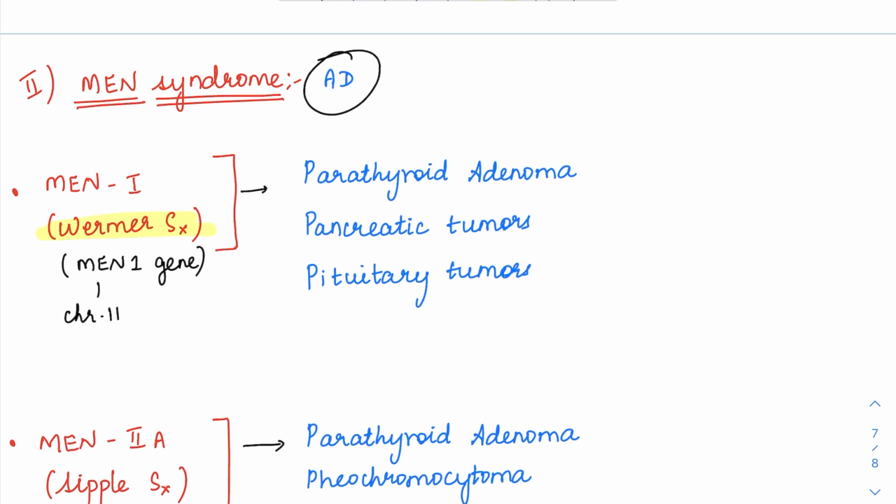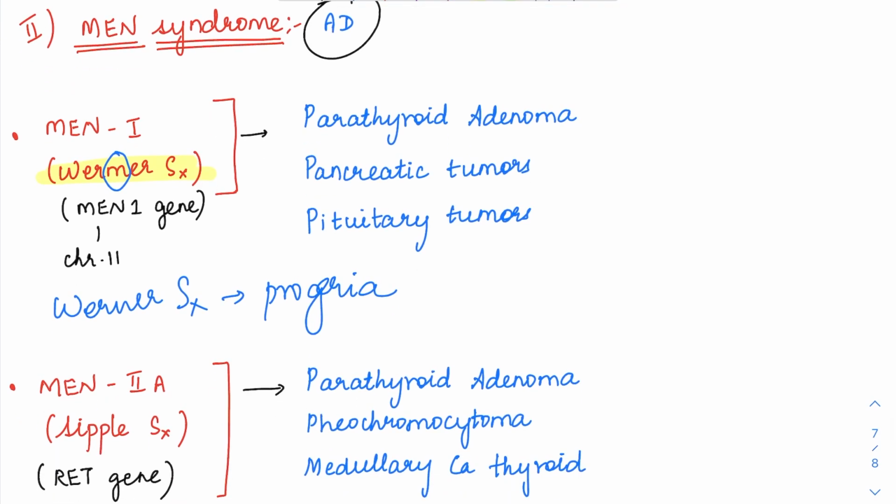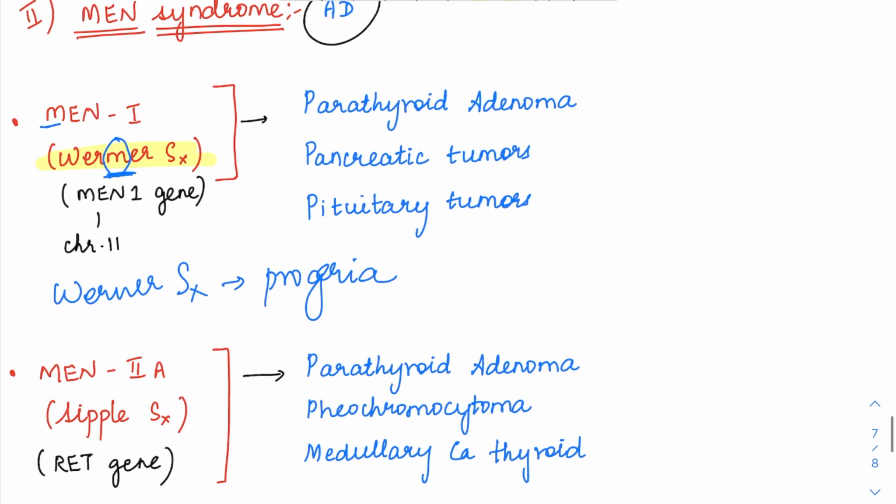So note the M over here. It is Wermer, so don't confuse it with Werner, which is N. Werner syndrome is actually a progeria syndrome, which is early onset of aging. So progeria is different. That is Wermer and Werner, M for M. MEN is also M, Wermer is also M. So Wermer syndrome is seen in MEN1. That is another name for MEN1 syndrome.